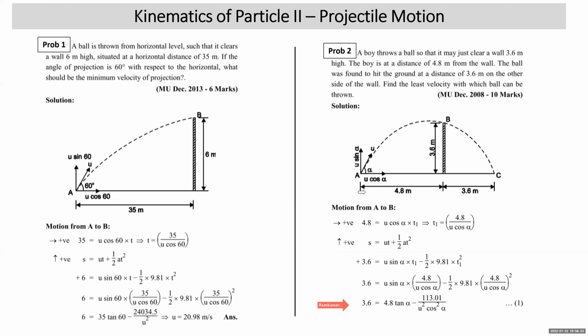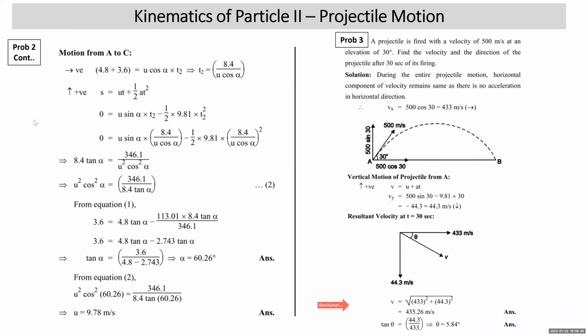Identically, we write the equation from A to C. You can see that A and C are at the same level, so the vertical displacement between A and C will be 0. Now we write motion from A to C. The horizontal displacement between A and C is 4.8 plus 3.6. The horizontal component of velocity is u cos alpha, into t2. So t2 is 8.4 upon u cos alpha.